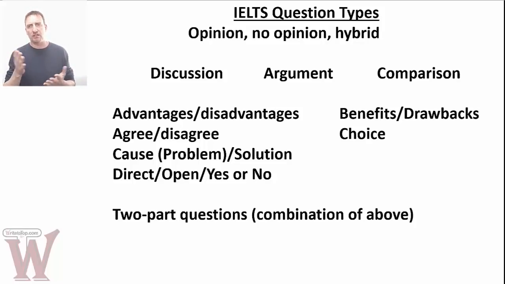Okay, so there are three basic types of questions you're going to see: ones that ask for an opinion, ones that don't ask for an opinion, and the hybrids, where they may ask you for two or three things. They may ask you for a non-opinion start and then an opinion finish, or two no-opinion aspects. Okay, especially when we're looking at the two-part questions.